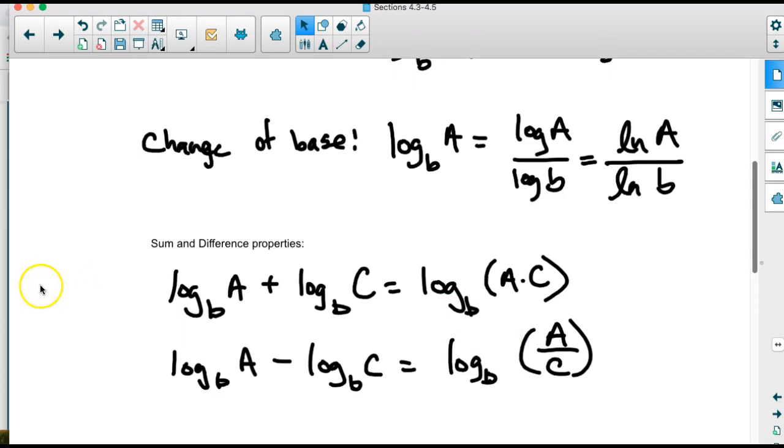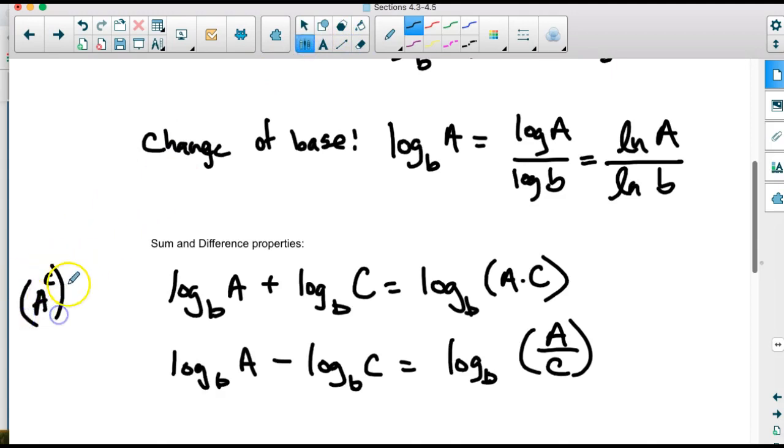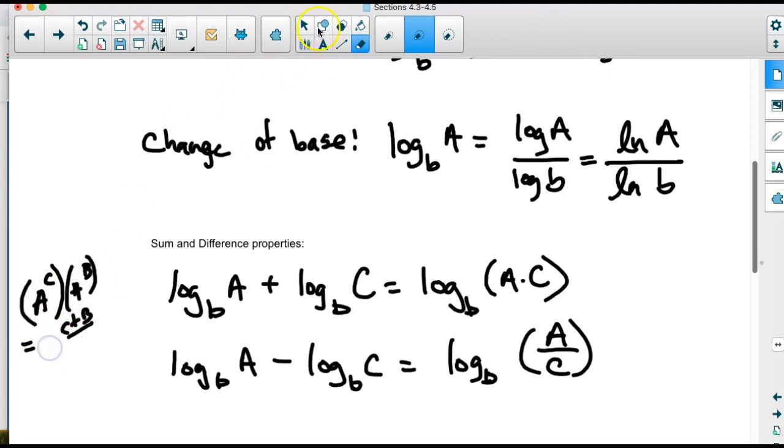If we think of exponents, this has something similar. If we look at it in terms of exponents, a to the c power times a to the b power equals a to the c plus b power, because we add the exponents. That's what we're doing here. Logarithms are exponents. We add them together because we're multiplying.